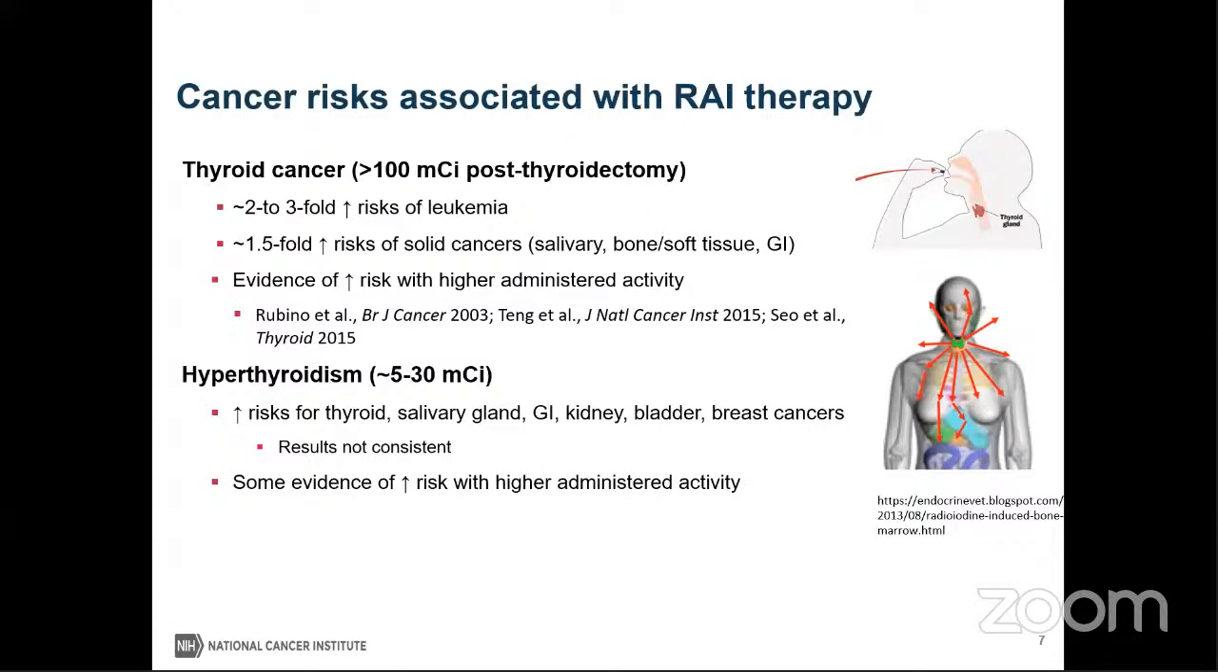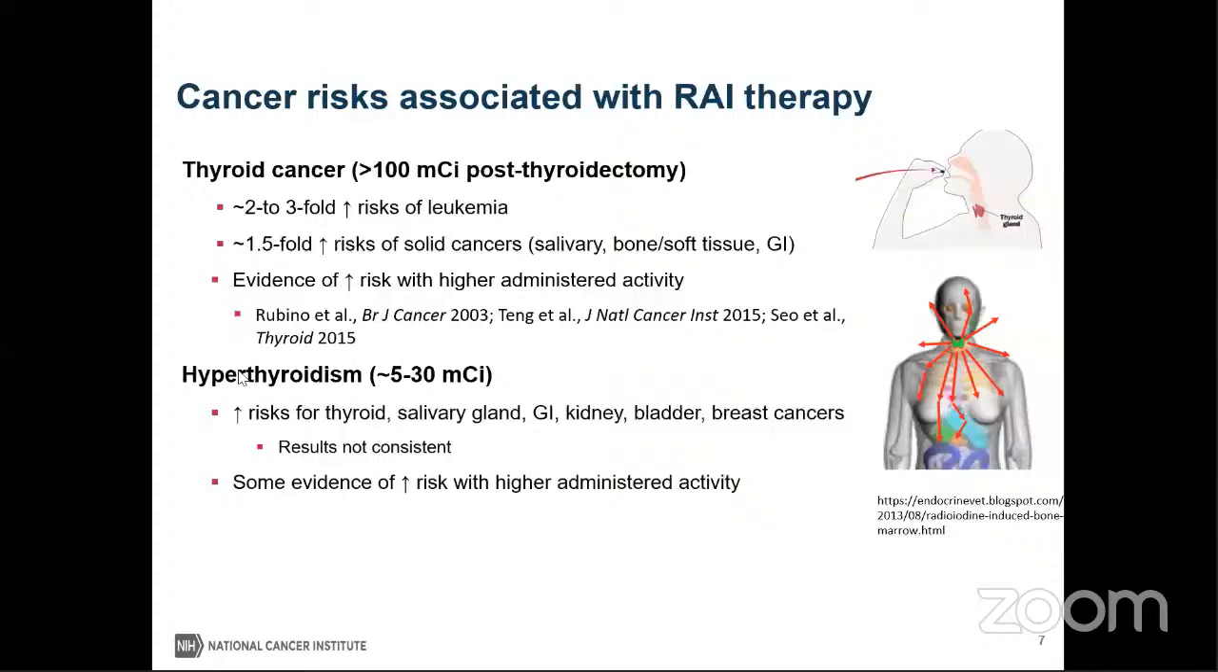Studies of patients treated for thyroid cancer, which involves higher administered activities post-thyroidectomy, so the thyroid gland is removed in thyroid cancer patients before the radioactive iodine is administered, and in patients with hyperthyroidism who have an intact thyroid. So this affects how much radiation from a given administered dose is absorbed by these other organs and tissues. In any case, for thyroid cancer patients, we tend to see about a 2 to 3-fold increased risk of leukemia, about a 50% increased risk of solid cancers, particularly salivary gland, bone, soft tissue cancer, and gastrointestinal cancer. And we also see in some studies, including a couple of recent studies, that the risk of cancer tends to increase with greater administered activity.